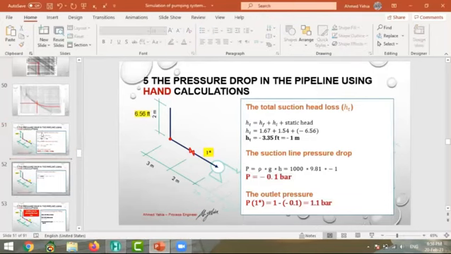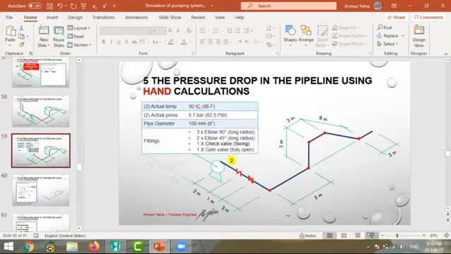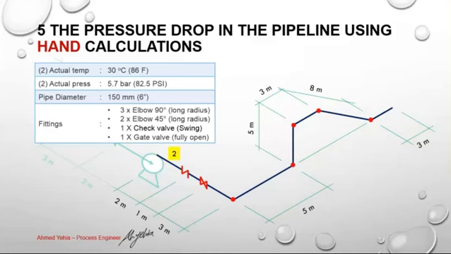Okay, let's go to the discharge line. I will go firstly in this line. The discharge line here has the same temperature, 30 degrees Celsius, and the actual pressure here is the discharge pressure of our pump, 5.7 bar, equal to 82.5 psi. The pipe diameter here is 6 inch, not 8 inch as in the suction line.